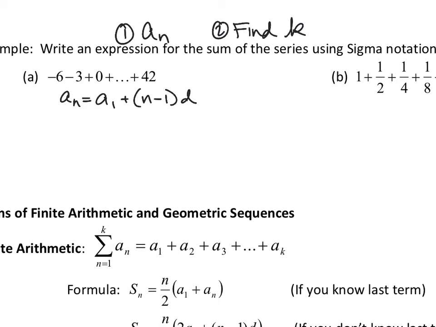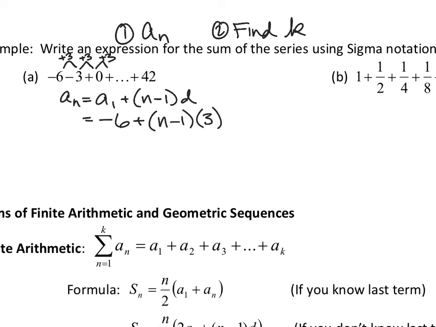Okay? If we look at this pattern as if it was a pattern and not a summation, what's happening every time? We're adding 3 every time. So that means my common difference is going to be what number? 3. Okay. I also know my starting value. What is my starting value? -6. Okay, so I have all of the things I need to plug in.